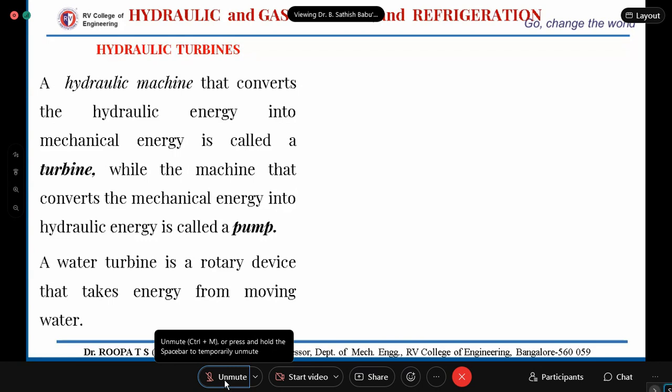Okay, not exactly the tap, the pump which is used to lift the water from the sump to the overhead tank. You can say that it is converting the mechanical energy into hydraulic energy. So basically this turbine is a rotary device. In case of these hydraulic turbines, it is gaining the energy from the water, and using that water energy, it is going to be set into motion.